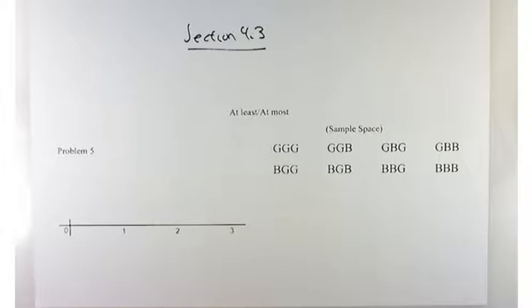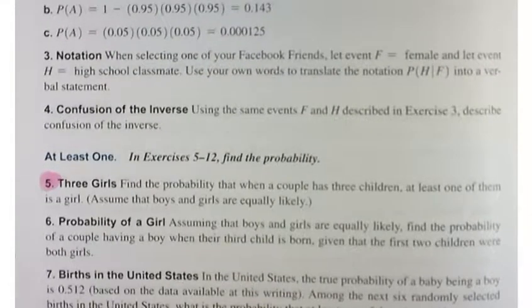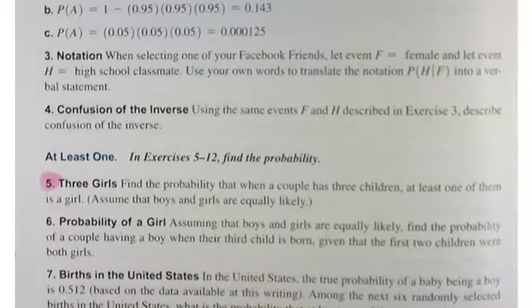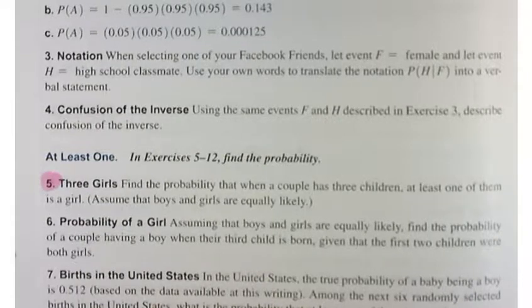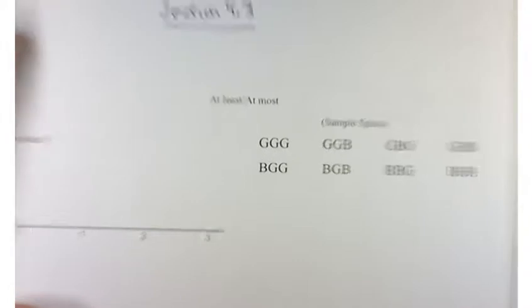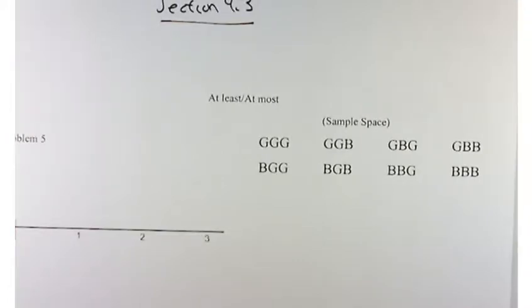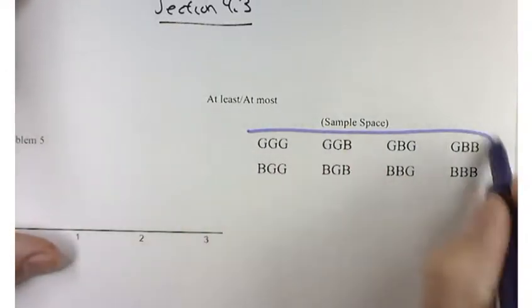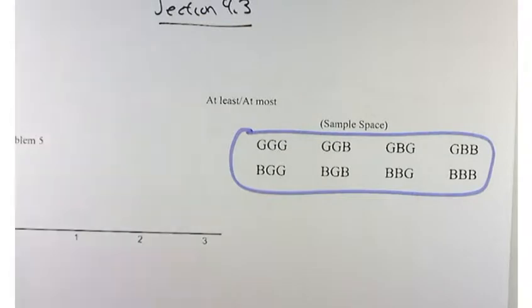We're actually going to start with one of your homework problems, Abby, and that'd be problem number 5. Problem number 5 asks you some questions about a couple that has 3 children. So find the probability that when a couple has 3 children, at least one of them is a girl. For your convenience, on your handout, I've given you the sample space of what can happen when you have 3 kids, the genders of those 3 kids. So those are all the different things that can happen.